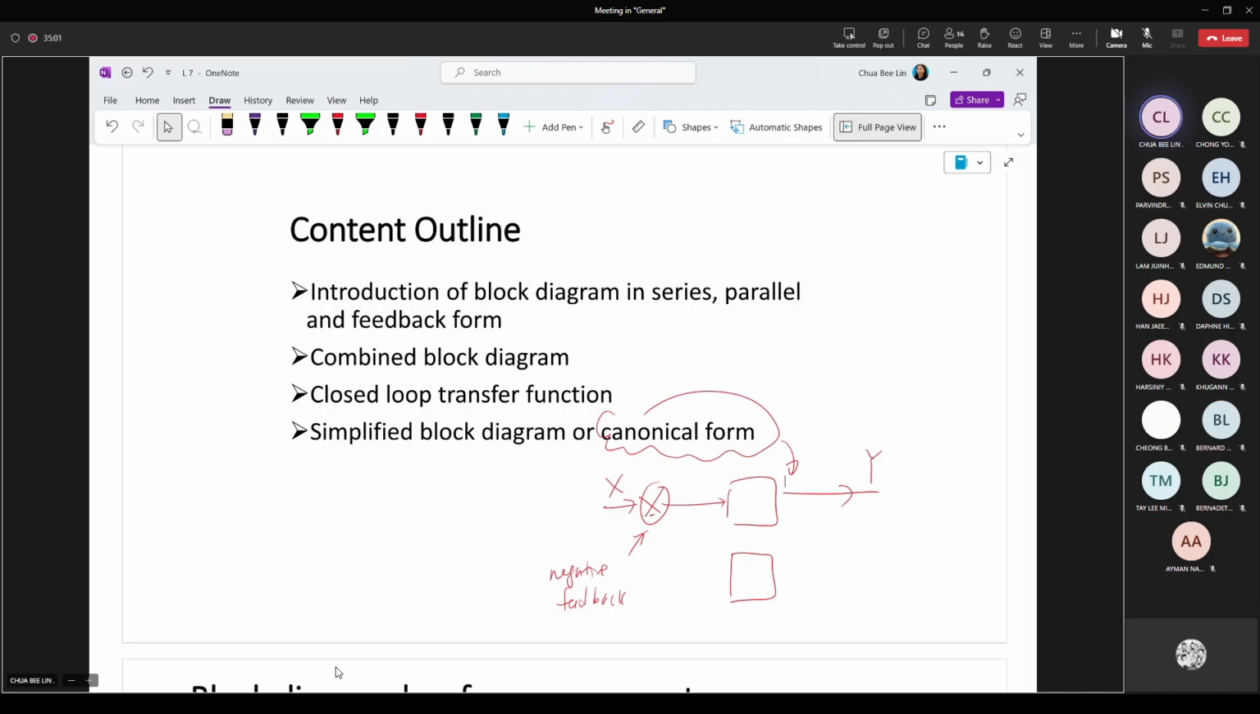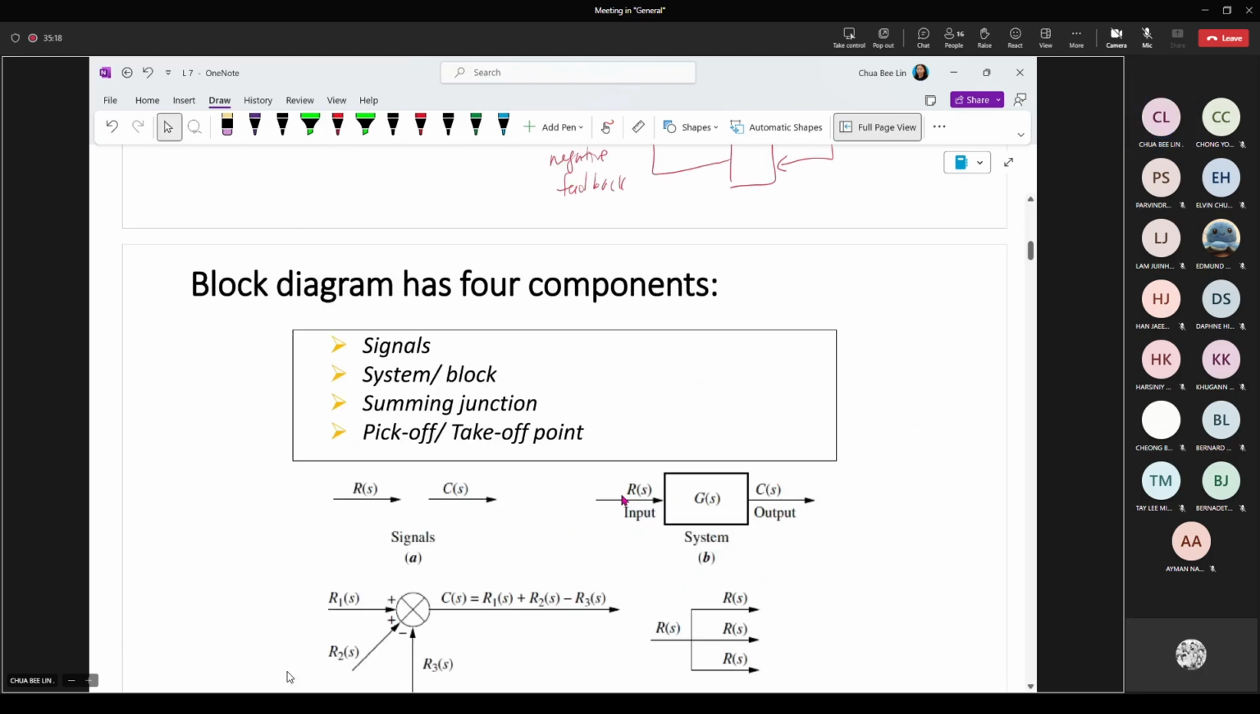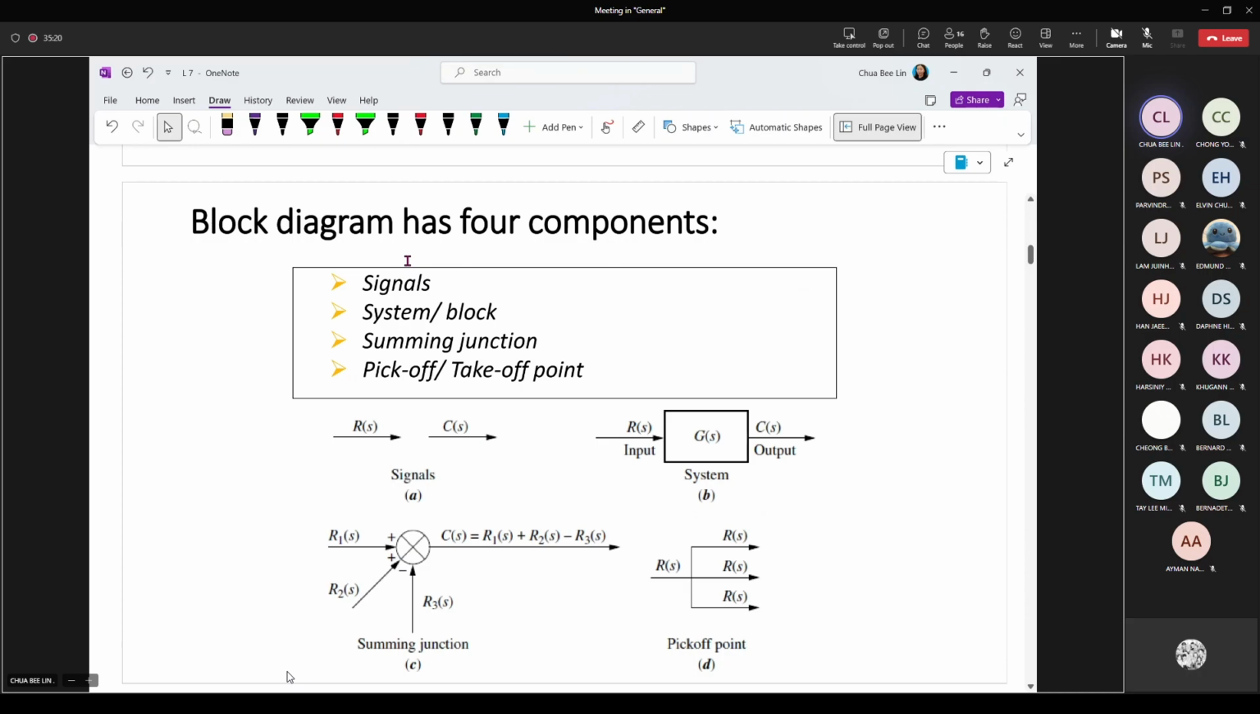Okay, so this is the one we have, canonical form. So Y over X, this one we call a closed loop transfer function. Okay, we'll be introducing how to actually simplify the block diagram.